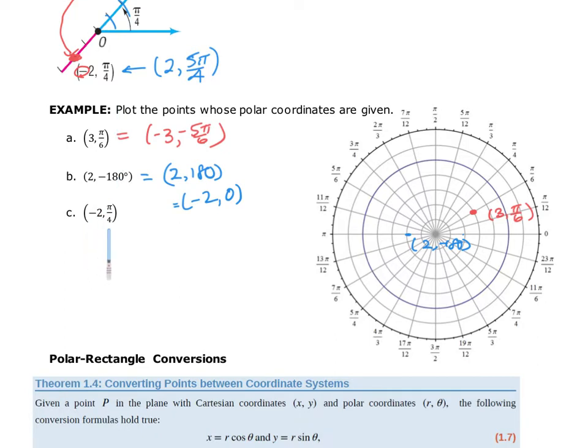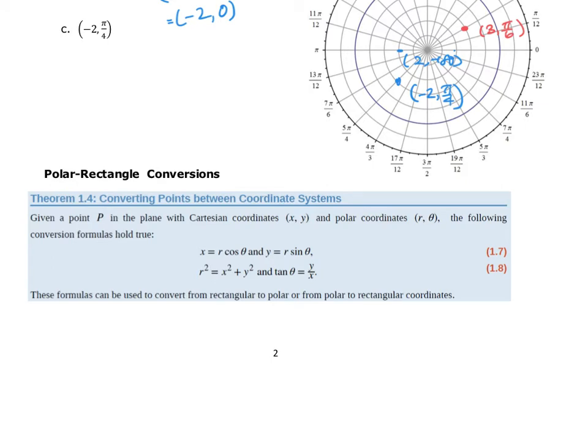Then this one is what we did up here: (-2, π/4). We know there are other ways of getting there. So I'm going to do (-2, π/4). I go out 2 rings, go to π/4, and then I reflect across the pole. And that's where this point lands.